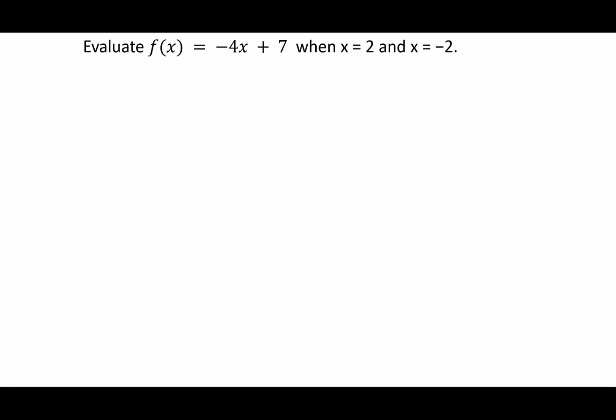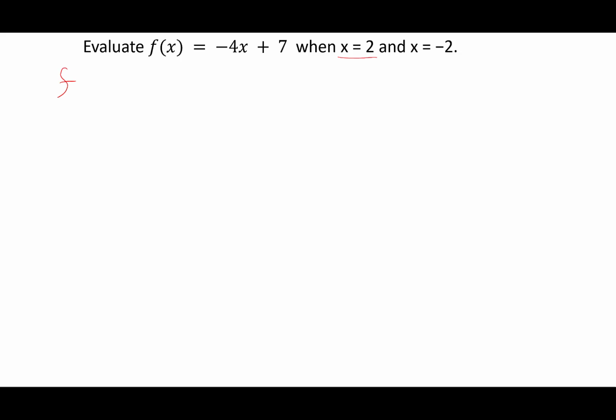All right, so we're going to evaluate f of x equal to negative 4x plus 7. And we're going to say when x is 2 and when x is negative 2. If you recall from previous, when I evaluated something, we were plugging in what they gave me for the given value. And that's all we're going to do here. So I'm going to start with x is equal to 2, and I'm going to plug that into my function here.